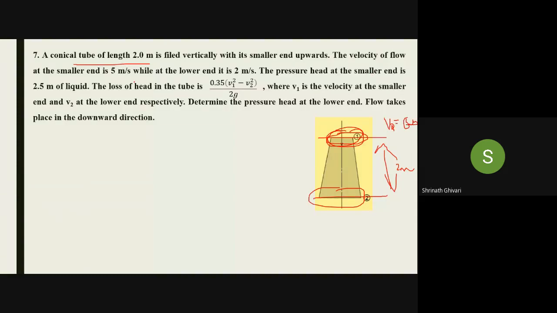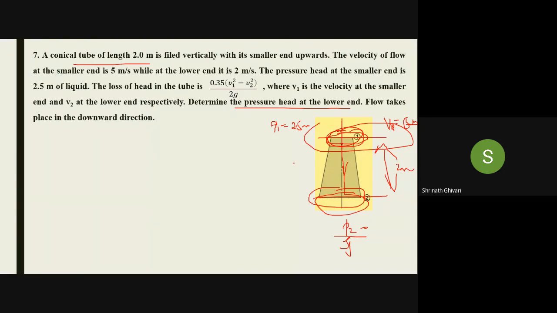The pressure head at the smaller end is 2.5, so P1 is 2.5 meter of liquid. The loss of head in the tube is 0.35 (V1 square minus V2 square) by 2g, where V1 is the velocity at the smaller end. Here it is the velocity V1 and here it is the velocity V2. We have to determine the pressure head P2 by rho g at the lower end. Flow takes place in the downward direction.